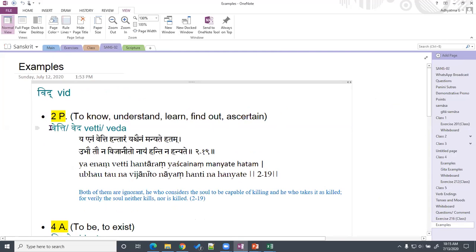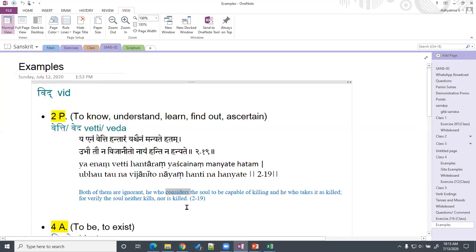And its form is Veti. We haven't done the second class yet. I just wanted to tell you that it belongs to second class and its form becomes Veti or Veda. And in Gita, I gave an example, Ya enam Veti Hantaram, one who knows, one who considers.